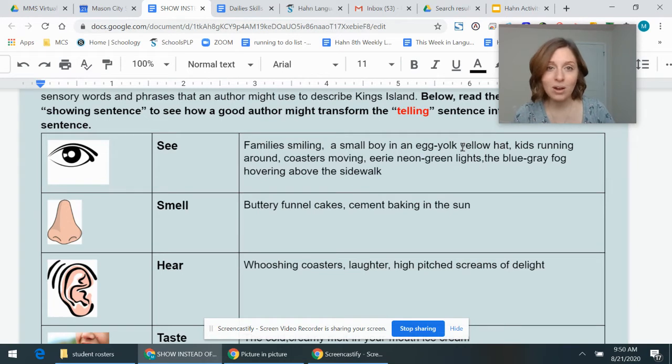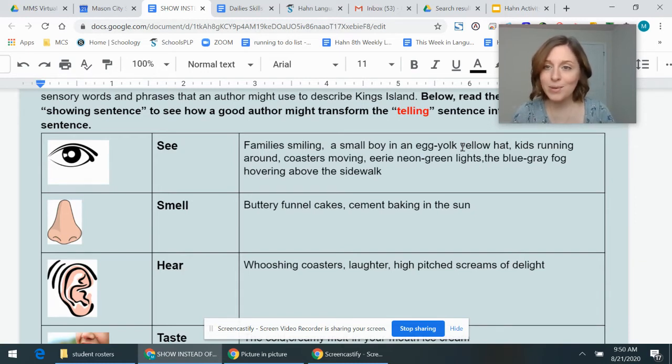Maybe you go for Halloween haunts. You could think, what does it look like at a Halloween haunt? You've got that eerie neon green lights, the blue gray fog from the fog machines hovering over the sidewalk. Notice I didn't just say families, people, lights, fog. I gave you some visual descriptions there of colors and what it looks like.